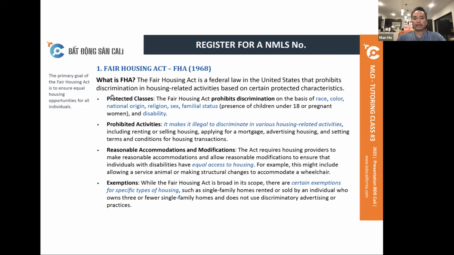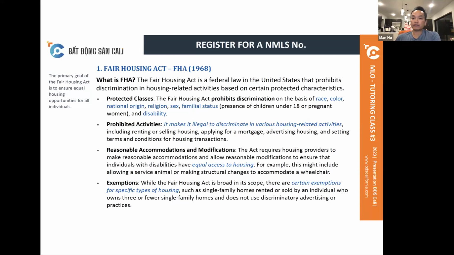So let's continue. What is FHA? FHA stands for the Fair Housing Act. It's the federal law in the U.S. that prohibits discrimination in housing-related activities, including renting or selling. The way you're going to learn for the test is to always try to associate the act, the name, with what it tries to solve.